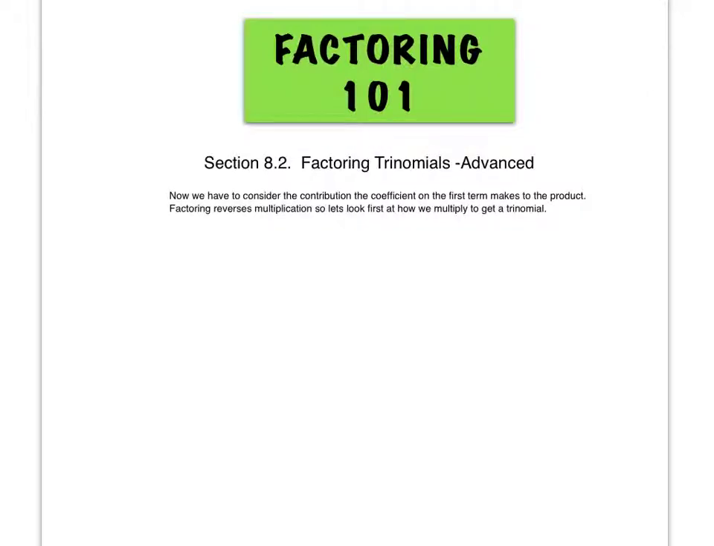This is Factoring 101, and it's supposed to be section 8.3. Sorry about that. 8.3, factoring trinomials, the advanced trinomials. These are the ones that have a leading coefficient, a coefficient on the squared term, x squared or y squared. That's something besides a positive one, like a 2 or an 8 or a 6 or 10 or whatever.